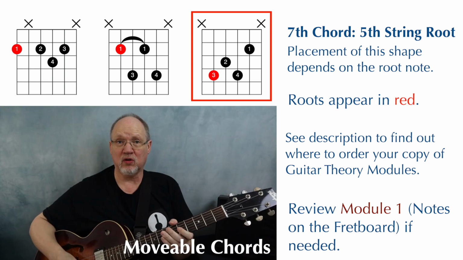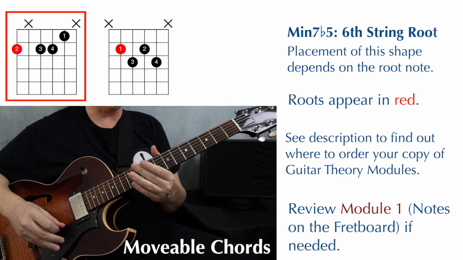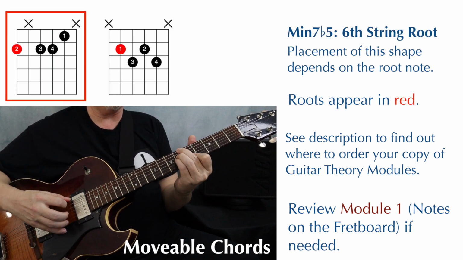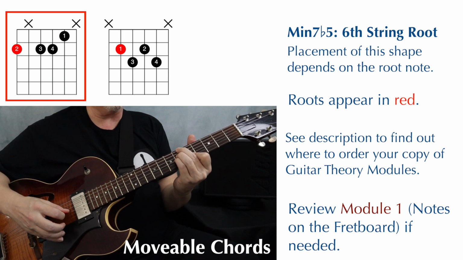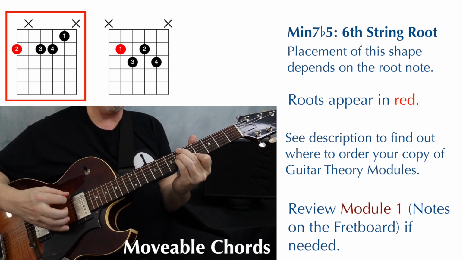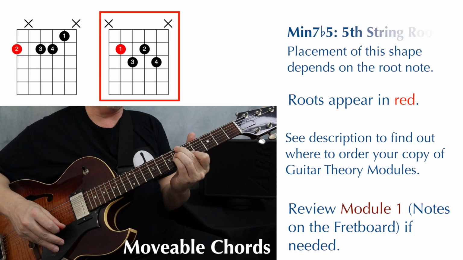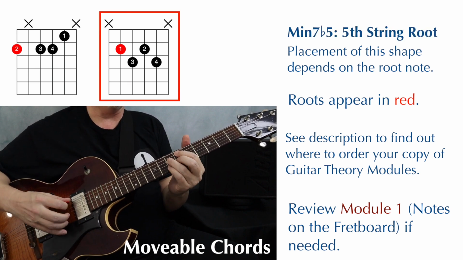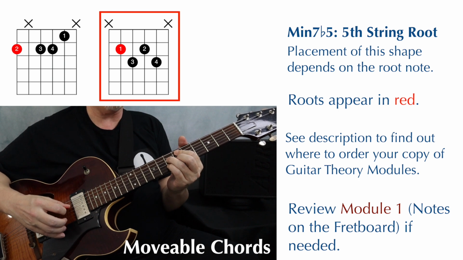And for our 2 chord, we need to know some minor 7 flat 5 shapes. Here's a minor 7 flat 5 shape you can play with the root on the 6th string. Finger 2, 3, 4, and 1. And a minor 7 flat 5 shape you can play with the root on the 5th string. Finger 1, 3, 2, and 4.